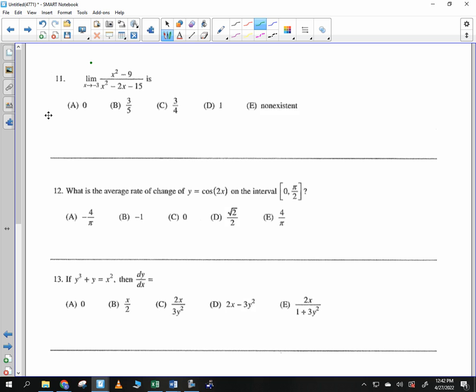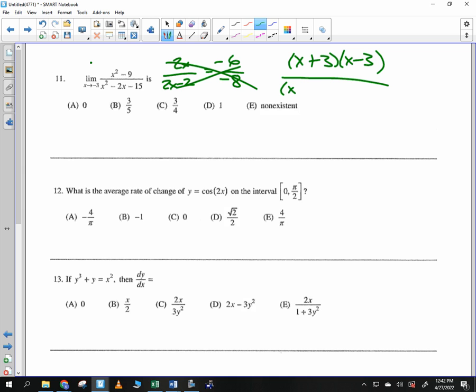L'Hopital's rule says you take the derivative of the top, which is 2x, and the derivative of the bottom, which is 2x minus 2. Now when you plug in negative 3, you get negative 6 over negative 8. The other way to do it is to simply factor x plus 3 times x minus 3. And on the bottom, we've got x minus 5 times x plus 3. Notice how those cancel. If you plug in the negative 3, you get negative 6 over negative 8. It is positive 3/4.